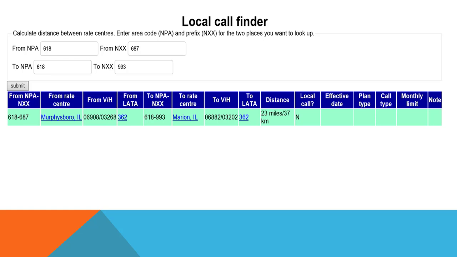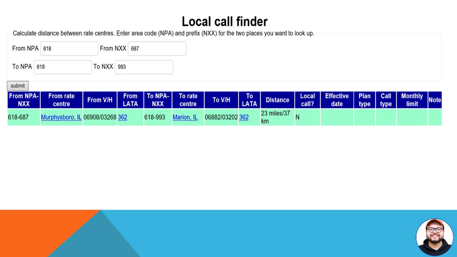And it says, is it a local call? And it's no. And it actually shows us our distance, which is 23 miles. So we know that maybe the central office handling this call had a local calling radius of 15 miles. Because it passed that 15-mile threshold, it was actually 23 miles, it won't be considered a local call. It'd actually be considered a local long distance call.